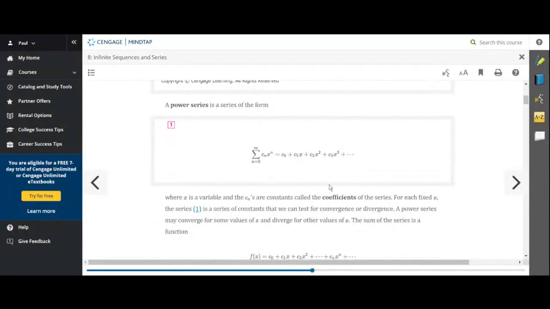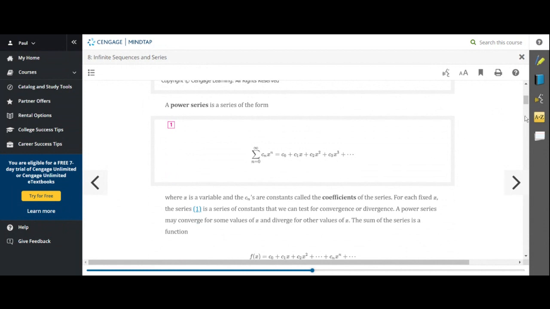A power series is a series of the form the sum from n equals 0 to infinity of c sub n times x to the nth power. If you expand the terms out, you get c naught plus c1 times x plus c2 times x squared plus c3 times x cubed and so forth. So this series is a function of x. The coefficients, the c's, are found by a formula, and the power series now is a function of x.